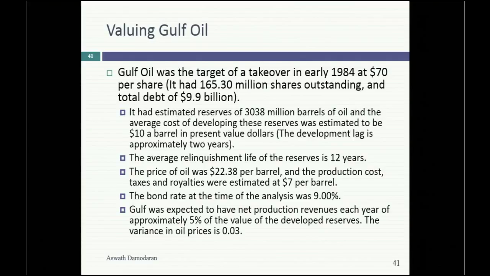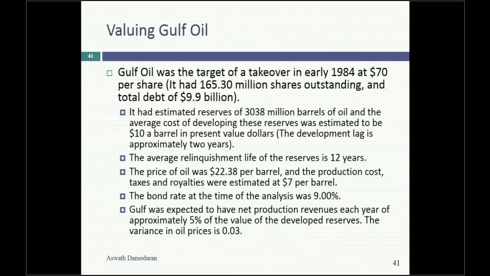At the time, they had a remaining life on average across all their reserves of about 12 years. Some at 3, some at 15, some at 18, average life was 12 years. The price per barrel was $22.38 per barrel, and the variable cost was $7. So per barrel of oil, they're making $15.38. Are these reserves in the money or out of the money? The cost is $10. You're going to get $15.38. They're in the money reserves, right? The T-bond rate at the time of the analysis was 9%. Very different point in time, right?